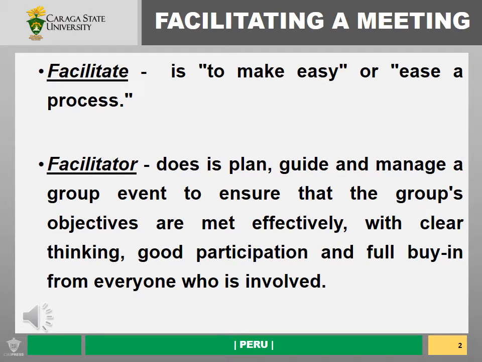Facilitate is to make easy or ease a process. In other words, make an action or process easier. A facilitator, thus, is one who plans, guides and manages a group event to ensure that the group's objectives are met effectively, with clear thinking, good participation, and full buy-in from everyone who is involved. Or, a person that makes an action or process easier.